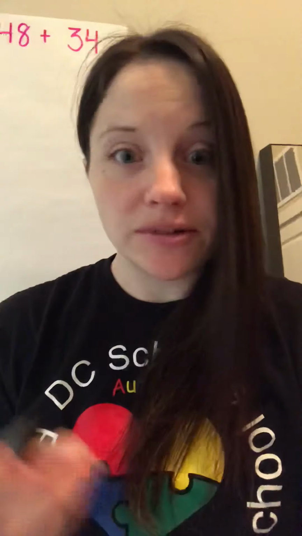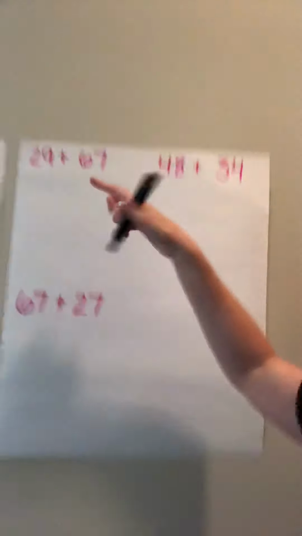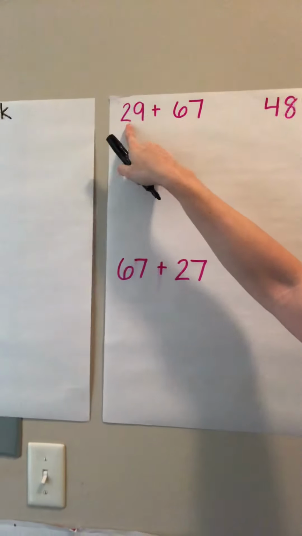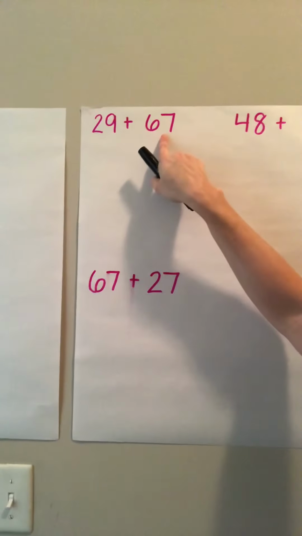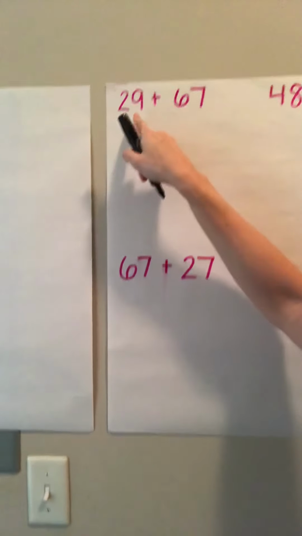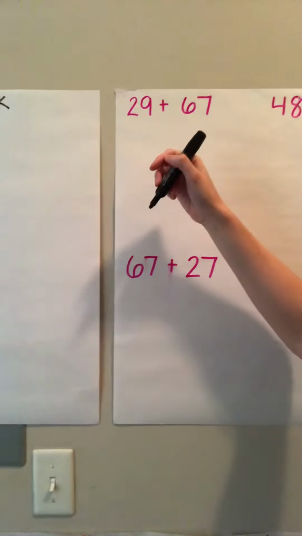Hey scholars, so today is going to be our last day with doing our adding with breaking down our numbers into tens and ones. So let's get started. So we have our first problem together, 29 plus 67. And the first thing we're going to do is break down each number into the tens and ones.